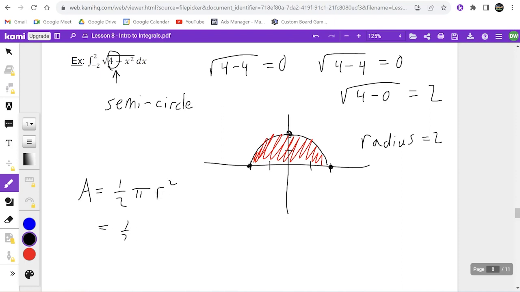So it's 1/2 times pi times 2 squared. You plug that in a calculator, you're going to get 2 pi as your answer. 2 pi is the area of your semicircle. Any questions there?